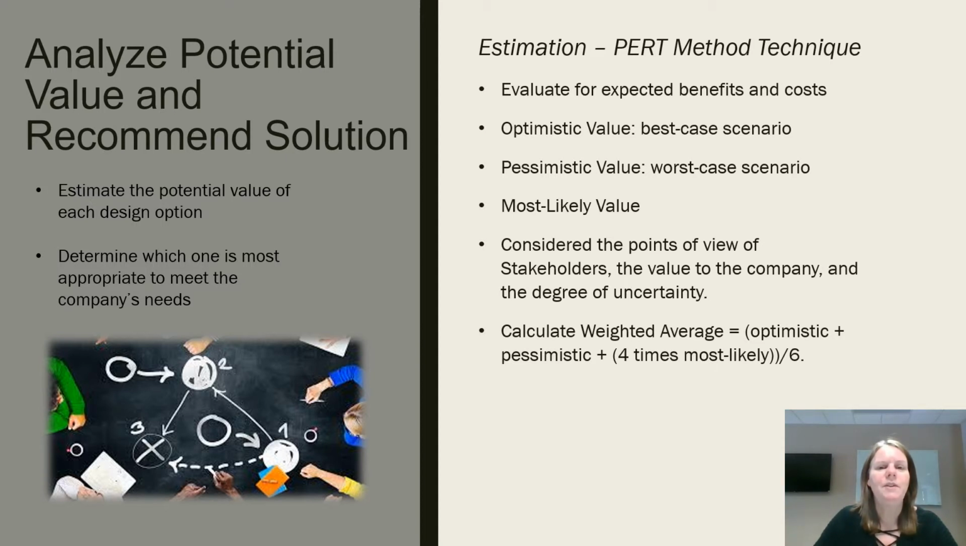Each option was given an optimistic value, pessimistic value, and a most likely value, taking into consideration points of view of stakeholders, the value to the company, and the degree of uncertainty. The option with the highest calculated weighted average would be the recommended solution.